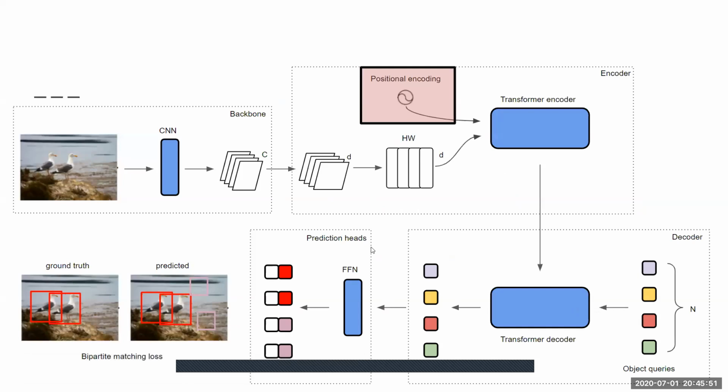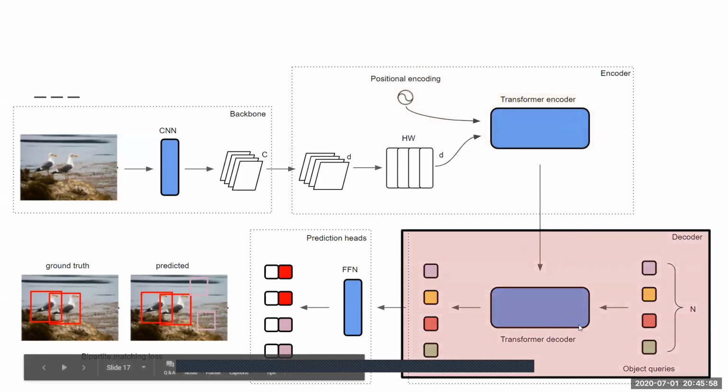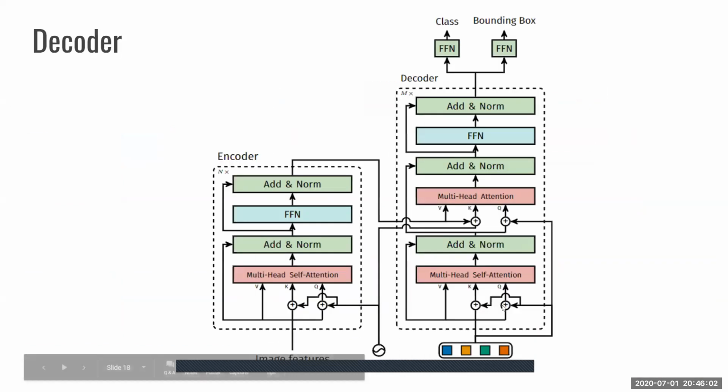Okay, so we have talked about positional encoding, we have talked about the transformer and the encoder, and let's talk about the decoder. If we take a look inside, we can see that it's actually the same as the encoder. We have the same multi-head attention, the same blocks, and as input, it takes the encoder output and object queries.